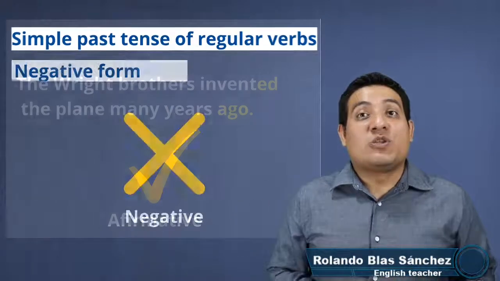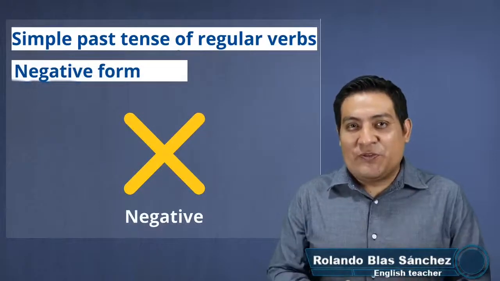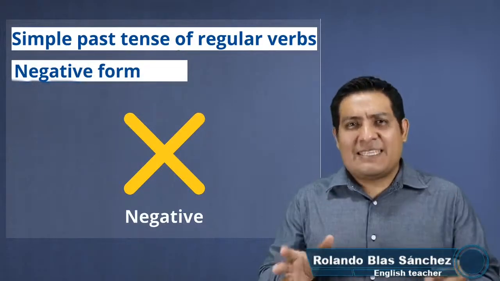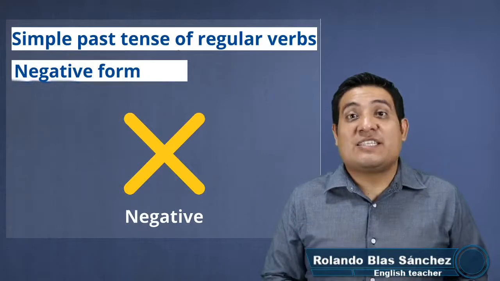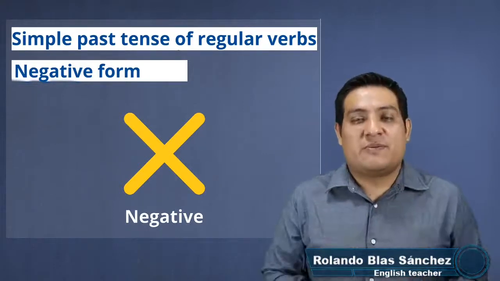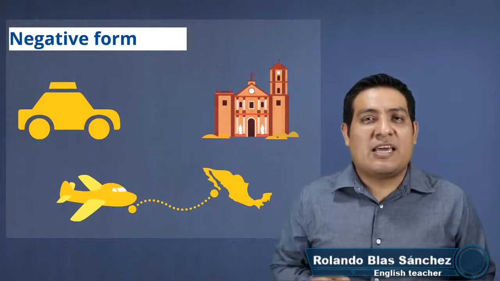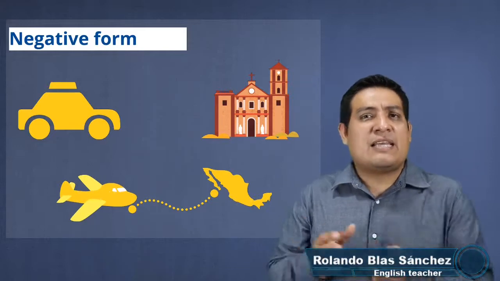As I said, we're going to learn about the negative form in this class. Let's see how we create negative sentences in simple past with regular verbs. I'm going to use some pictures here. In these pictures, I have a car, a church, and an airplane and the map of Mexico.